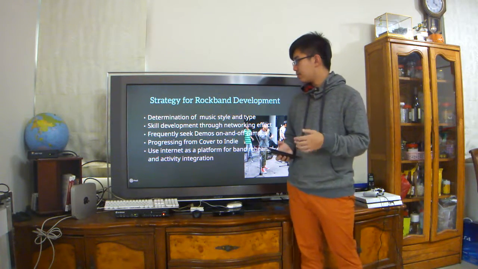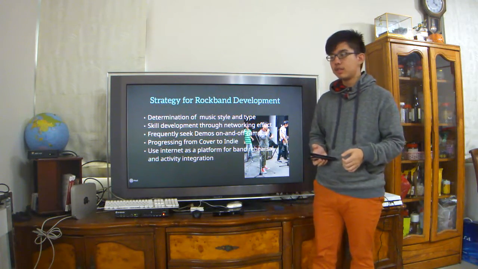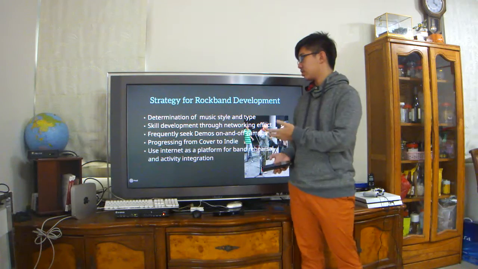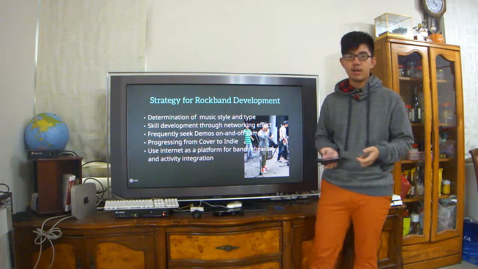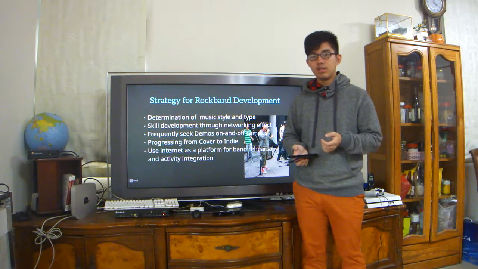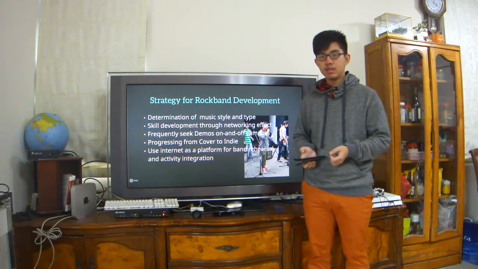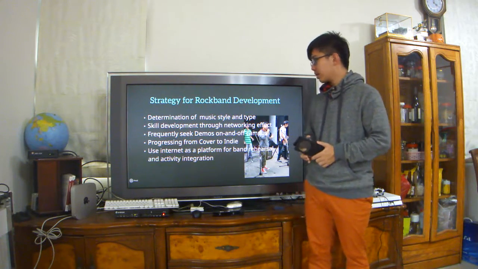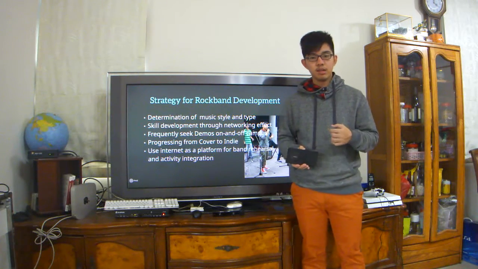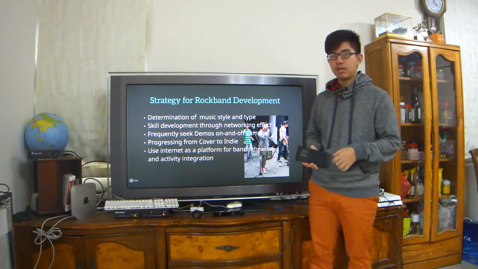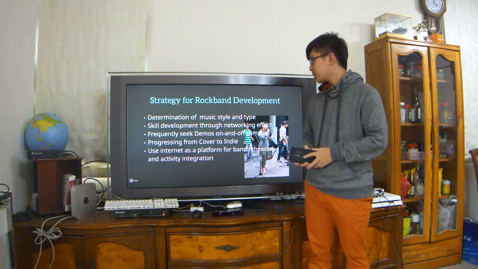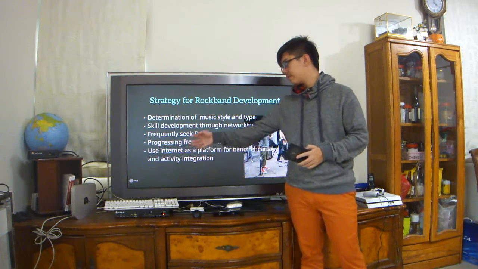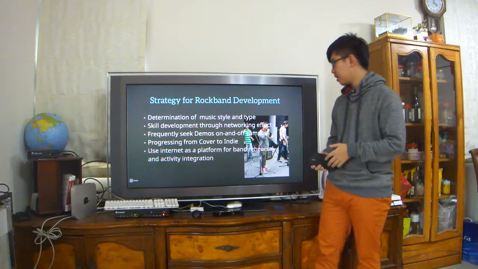And because we don't have many resources in this club, we might have to do skill development through networking. In fact, there are several videos and much teaching material on the internet that we can use to improve our own skills. For guitar, they can watch some guitar demos and follow them, and maybe do some variation. And after our first performance, I will frequently seek demos on and off campus.